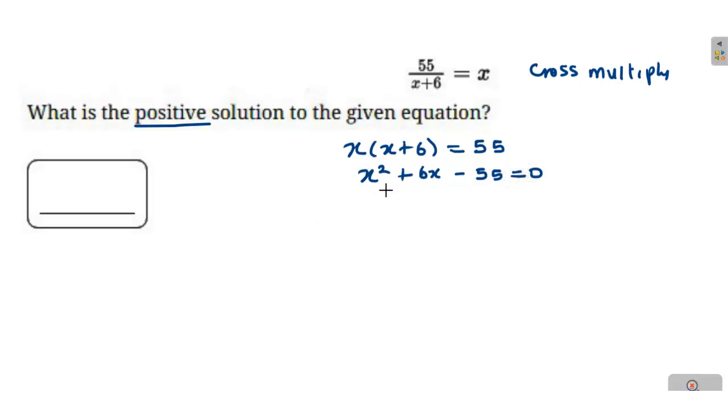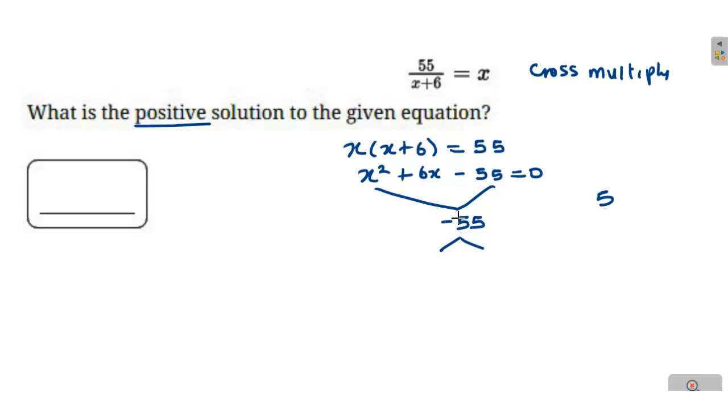Okay, so what we want to do is to decompose this. The coefficient of x squared is 1 and the last term is minus 55. 1 times minus 55 will give us minus 55. So we are looking for two terms such that when we add those two terms together it will give us plus 6, and when we multiply the two terms together it will give us minus 55. And most of the time we use the factors of 55.